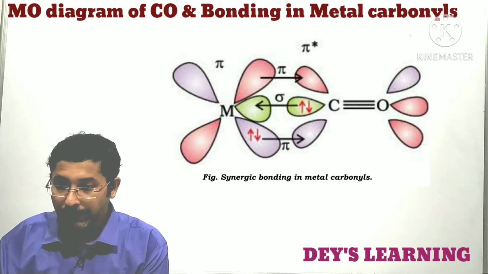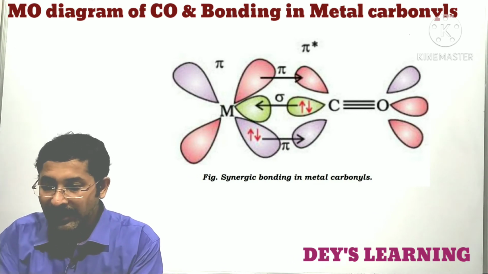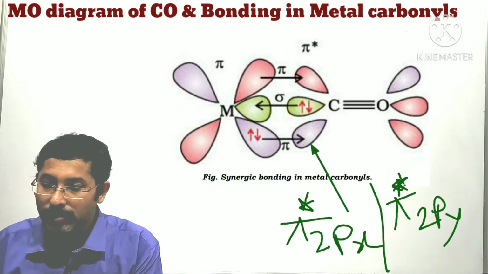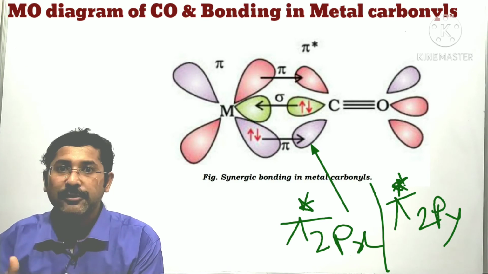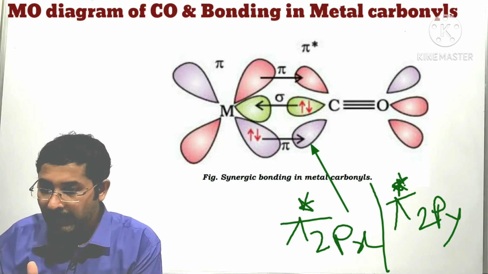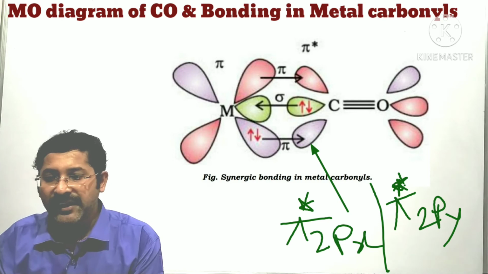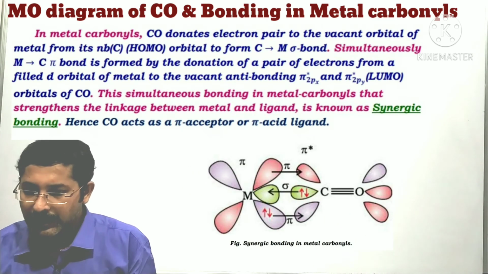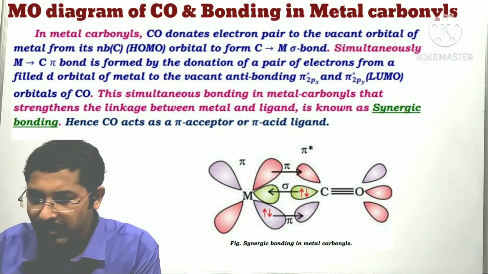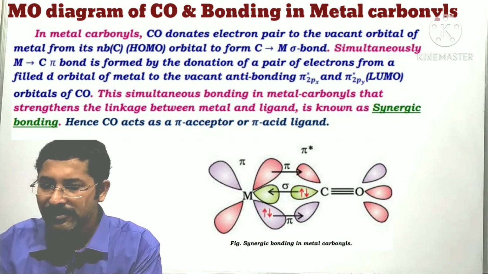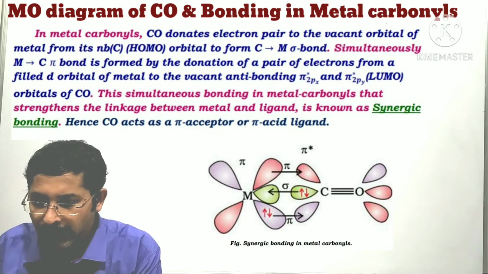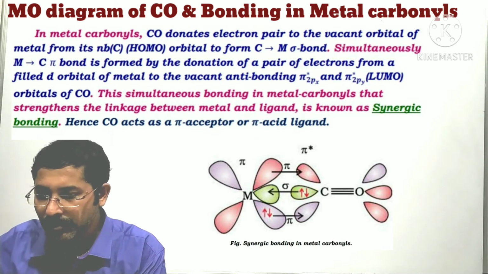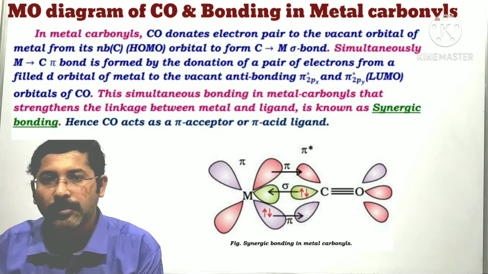pair, the pi orbitals of metal, donates the electron pair to the anti-bonding pi star orbitals, that is, the pi star 2px and pi star 2py orbitals of carbon monoxide, to form another pi bond. So in metal carbonyls, carbon monoxide donates electron pairs to the vacant orbital of the metal from its non-bonding orbital, that is HOMO, highest occupied molecular orbital, to form the carbon to metal sigma bond.